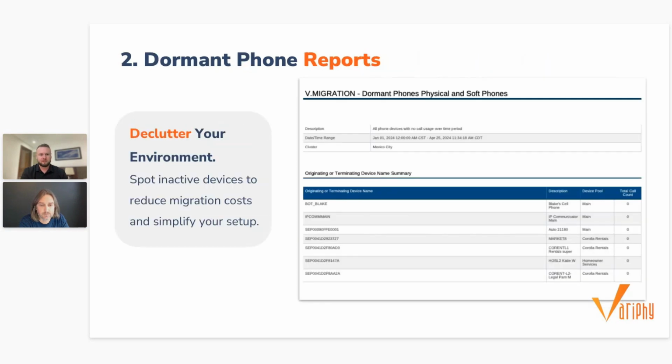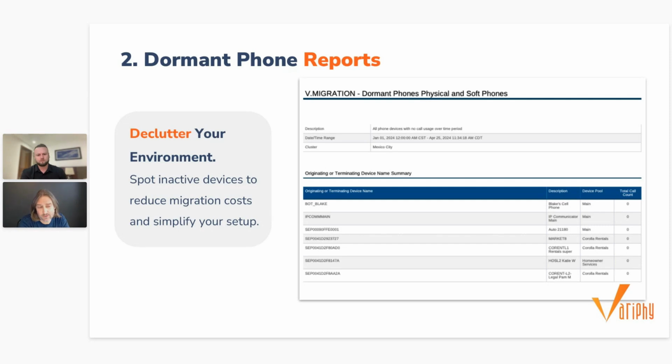All right, up next, dormant phone reports. I feel this is probably pretty straightforward. Any dormant devices are not only a wasted resource, but can probably complicate migrations the more of them you have. Yeah, honestly, this is probably one of the number one reports people are running.